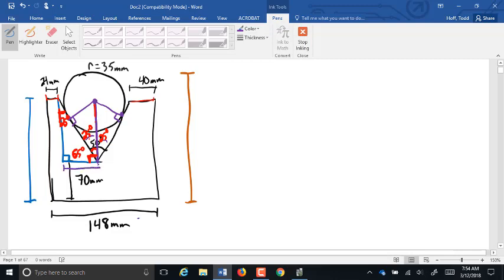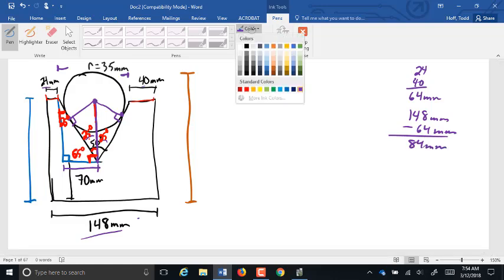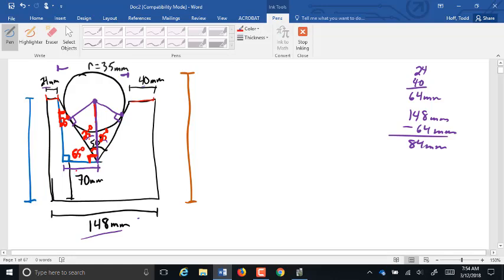Now, what does this dimension right here have to be? Well, I can find the dimension all the way across the V block up here. I've got 24 and 40, which make 64 millimeters. I subtract that from the 148, which gives us 84 millimeters total. Again, we assume that V block is symmetrical. That makes this here 42 millimeters, just half of the 84.